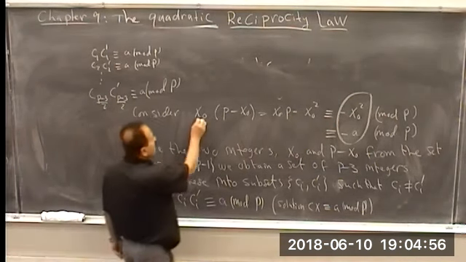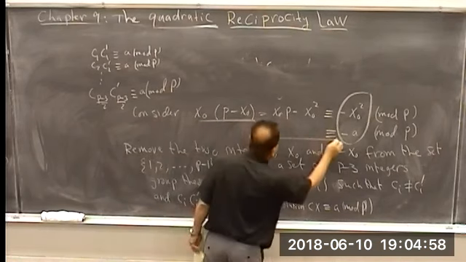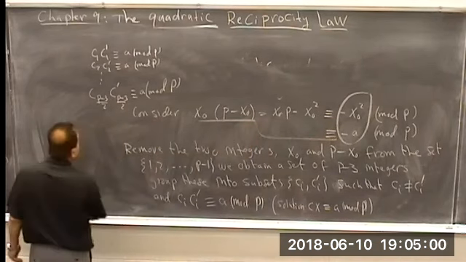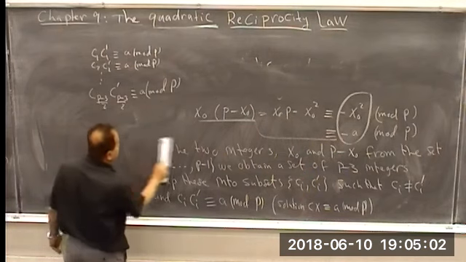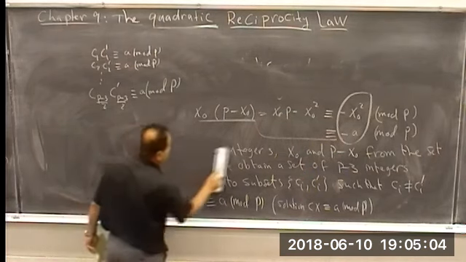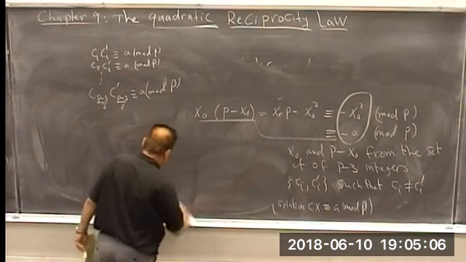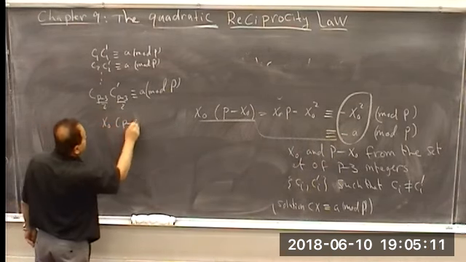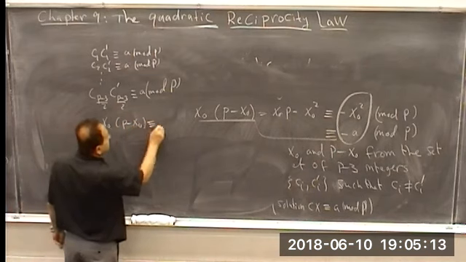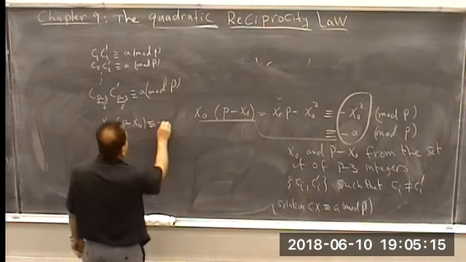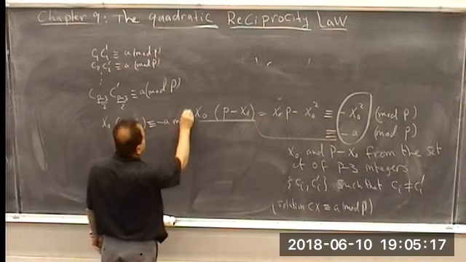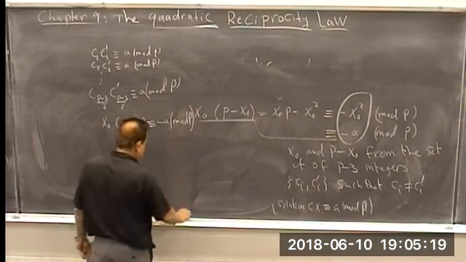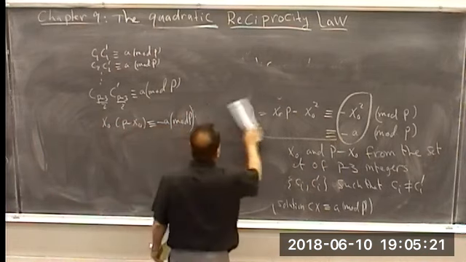Actually, we're going to go all the way from here to there. So we're also going to have this congruence: x sub 0 times p minus x sub 0 is congruent to negative a mod p. All right, so we take this one out.